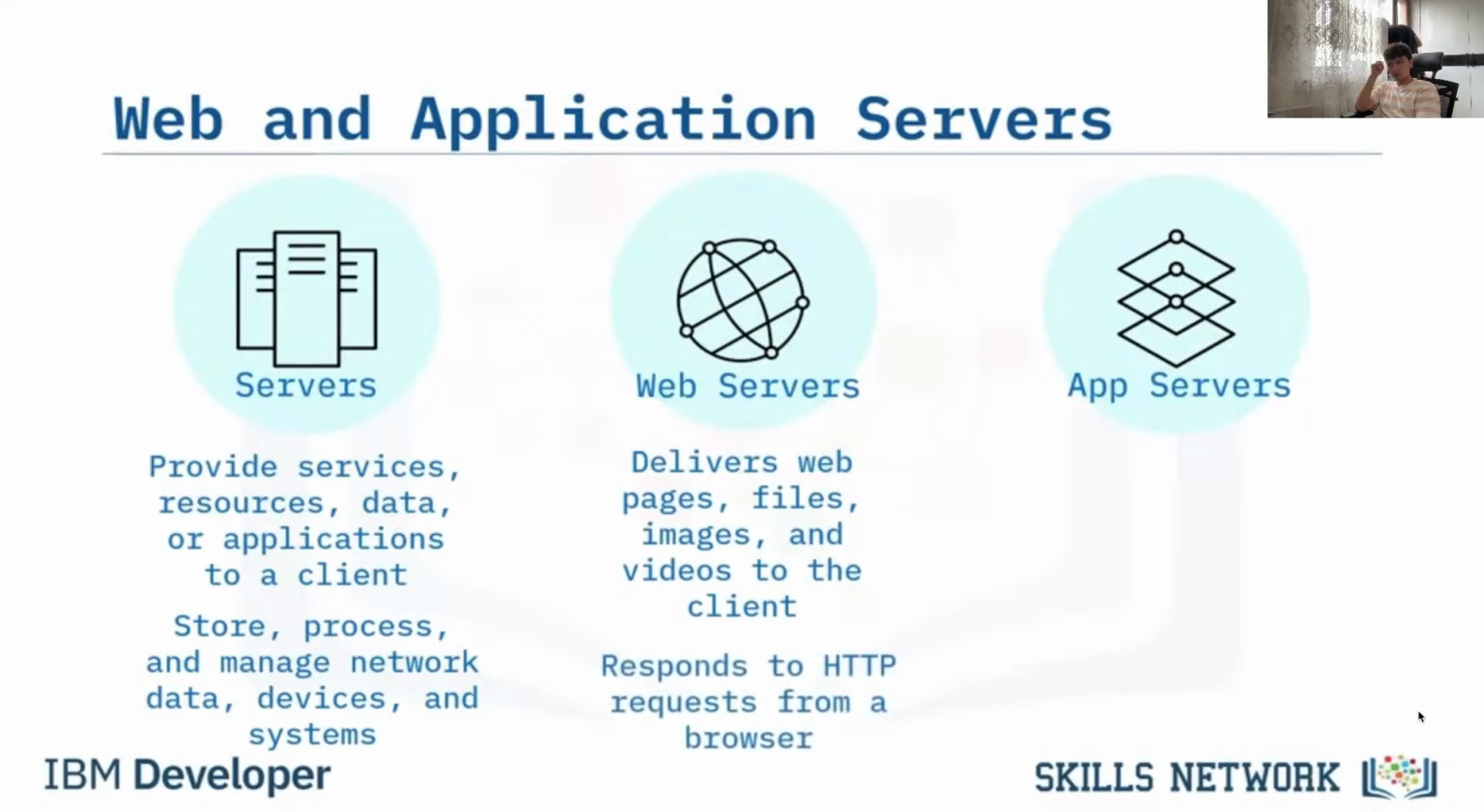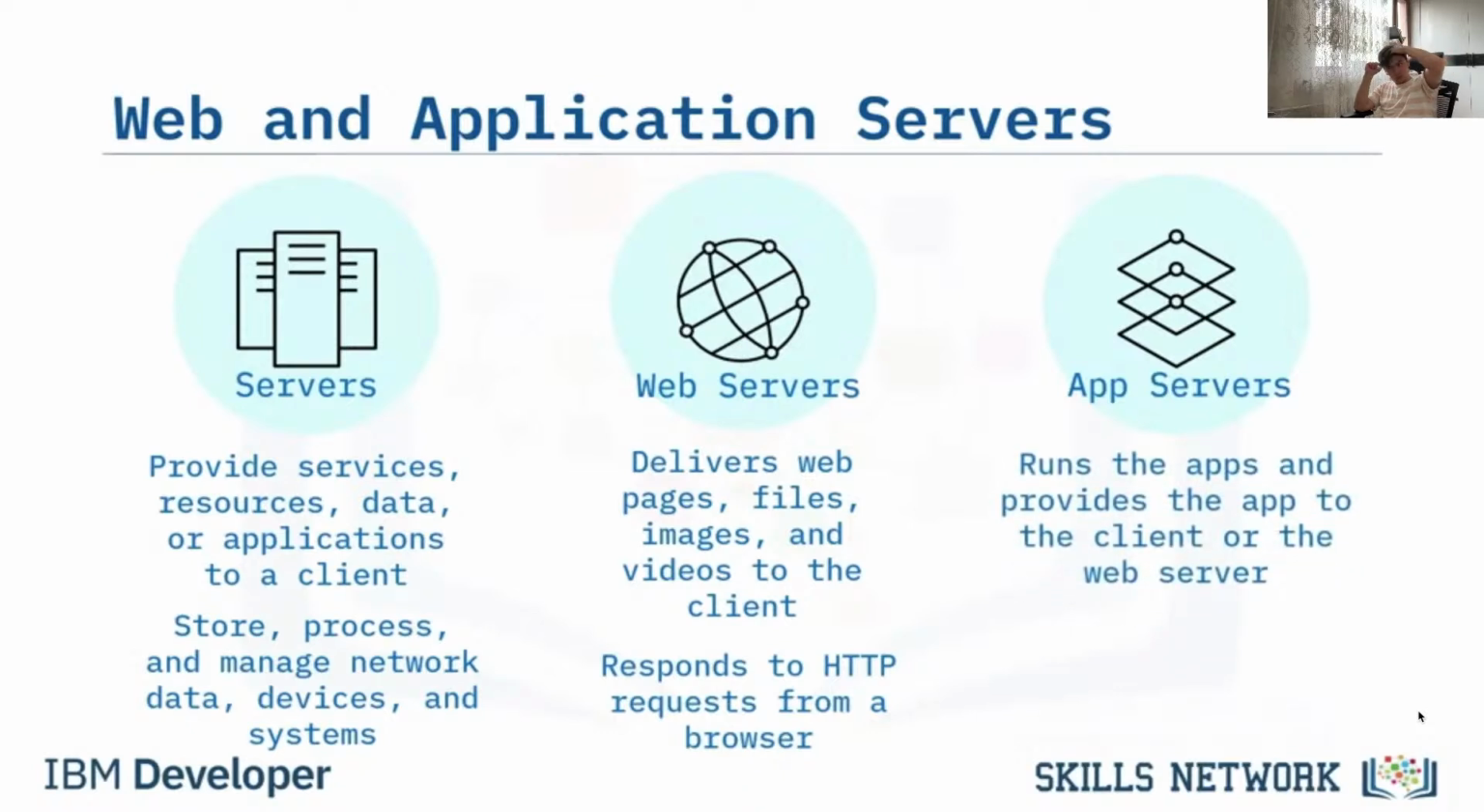And a web server primarily responds to hypertext transfer protocol requests coming from a web browser, such as a user accessing a website. An app server is a server that runs business logic and provides the application to the client rather than the client running the app on their own machine. Its primary job is to enable interaction between the end user and the server-side application code.